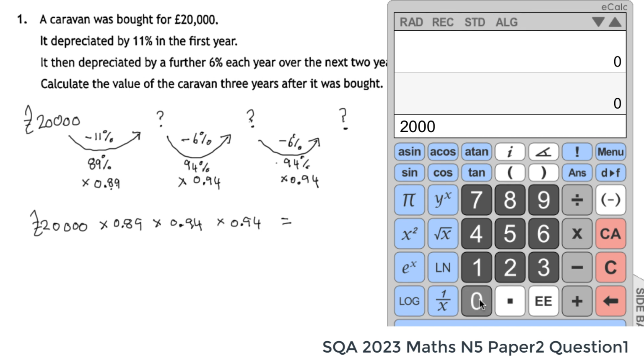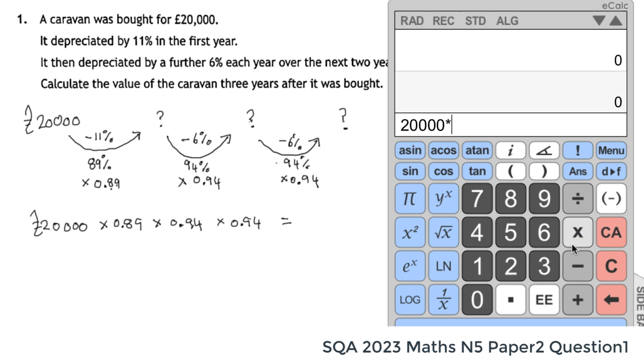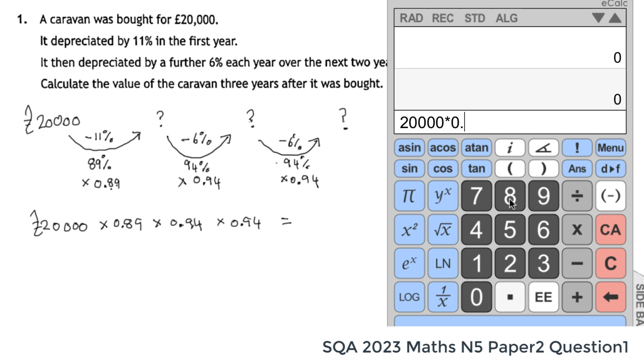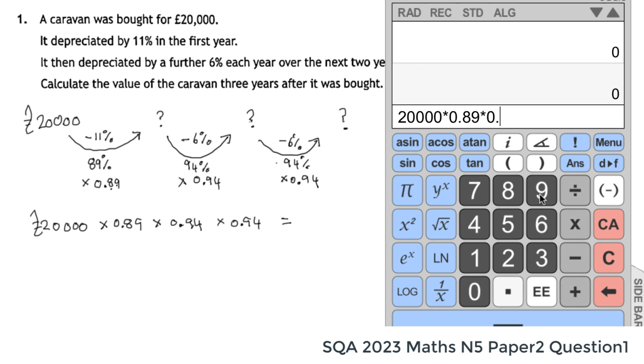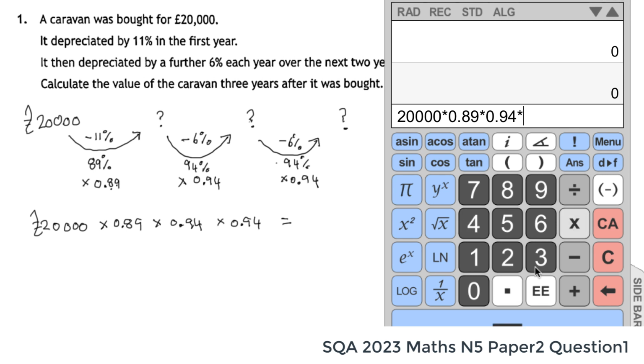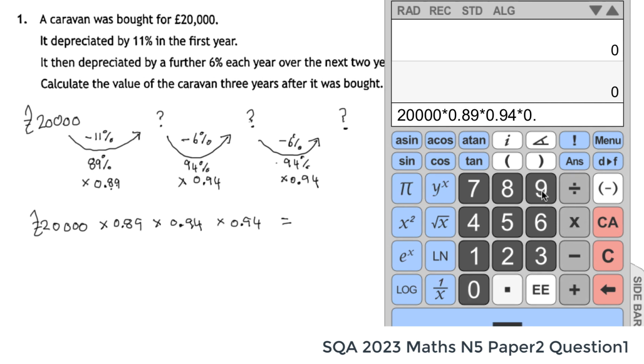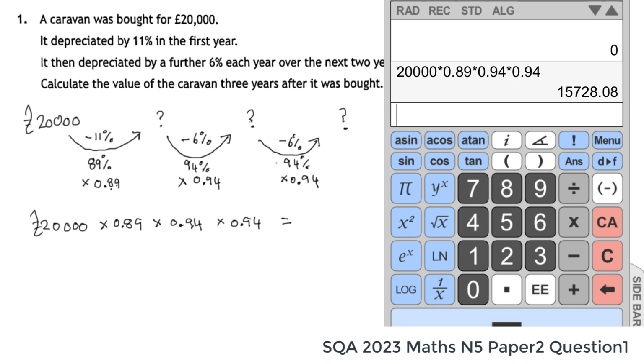So £20,000 times 0.89 times 0.94 times 0.94, and that gives us that value. It's 15728.08 pounds.